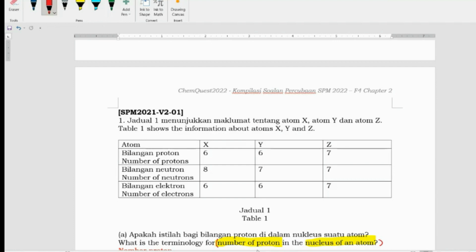Siapa ingat? Jonathan, boleh kan Jonathan? Proton? A proton only? It has two words. Protons what? Number proton? Number protons. Terbalik. Okay. It's called proton number.